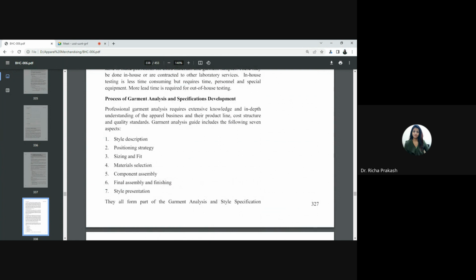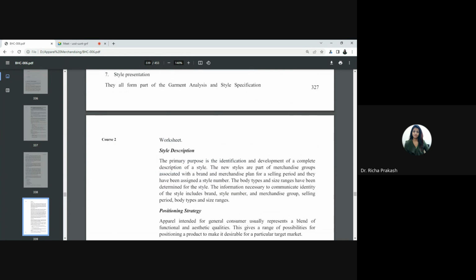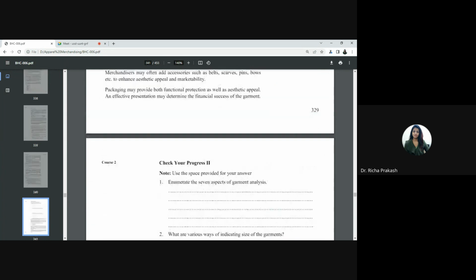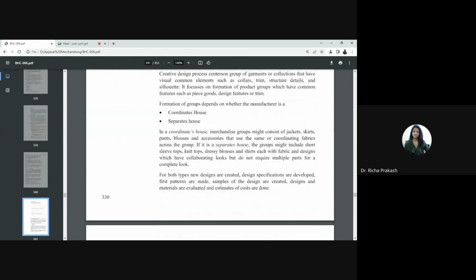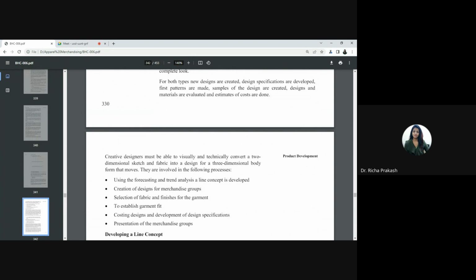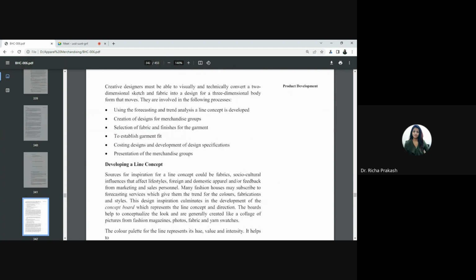Process of garment analysis and specifications development, lots of things are there: style design, sizing and fit, materials, components, style prescriptions, all these things. Very easy actually. Then creative design, what is there in the creative design? What happens in creative design is that the creative design process centers on a group of garments or collections that have visual common elements such as color, trims, everything. So creative design is mostly related to the aesthetic part.